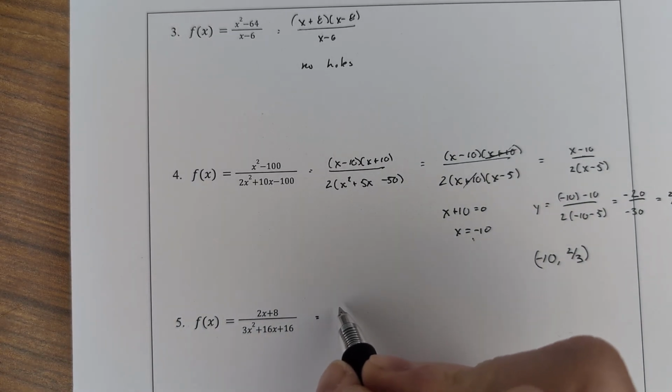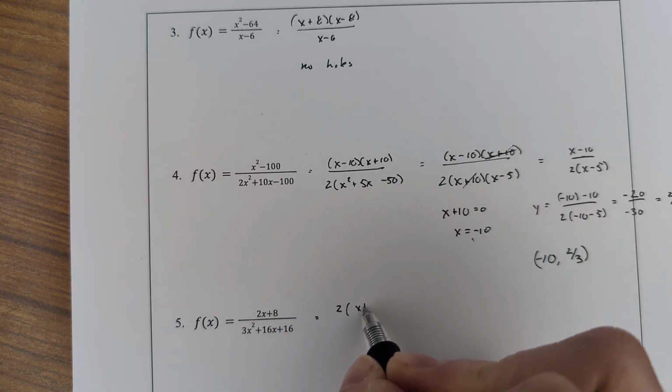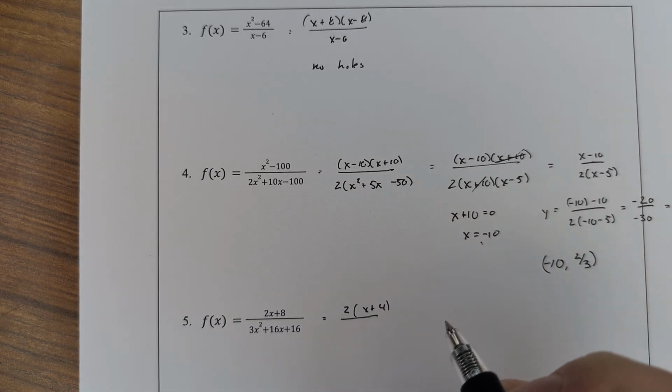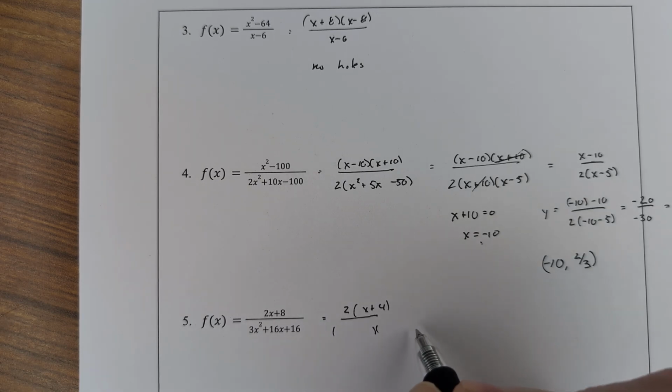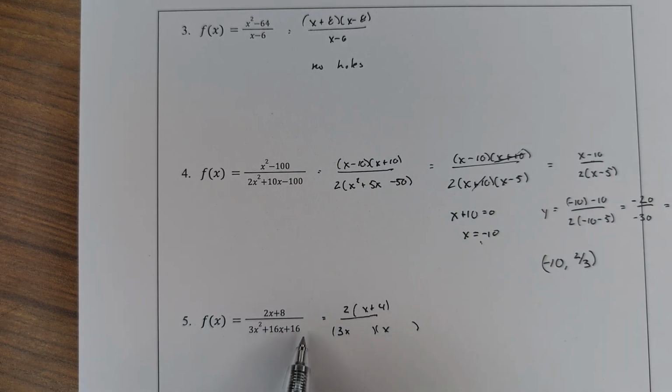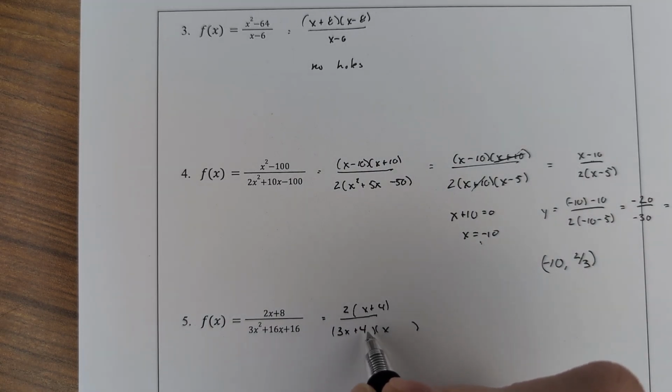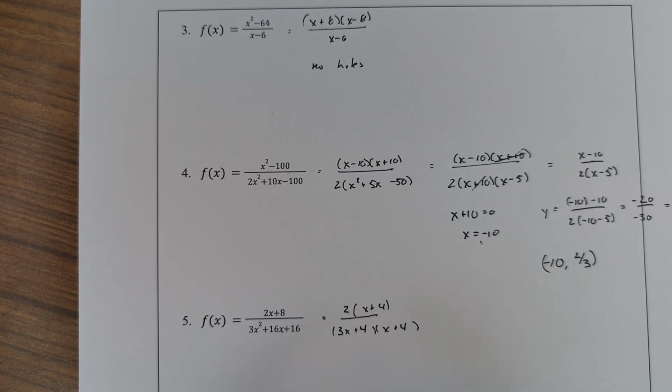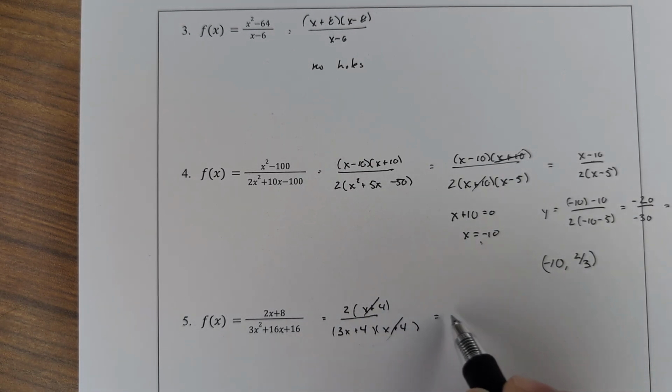All right, so on top, we can pull the 2 out, which gives me x plus 4. On bottom, can't pull the 3 out because those aren't divisible by 3, so it's just going to have to factor right away. The two numbers, I'm going to guess it's going to be 4 and 4. But let's check. That's 3x squared, 12x plus 4x gives me my 16x. 4 times 4 is 16. So those cancel. So our simplified version is 2 over 3x plus 4.